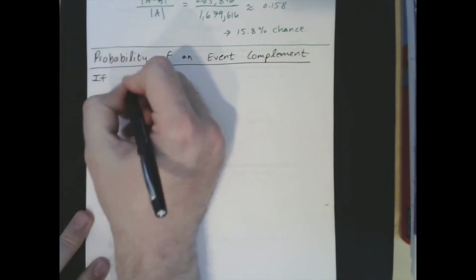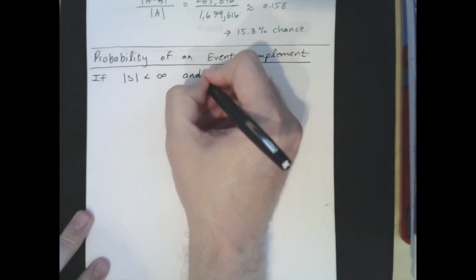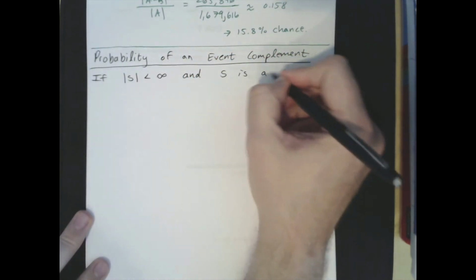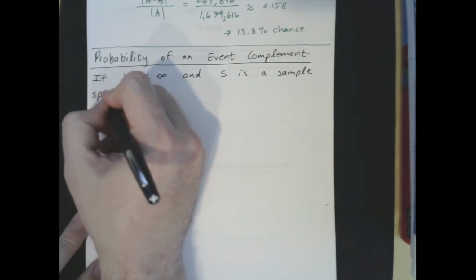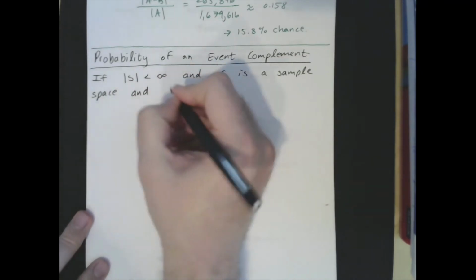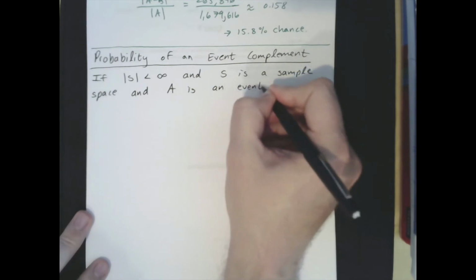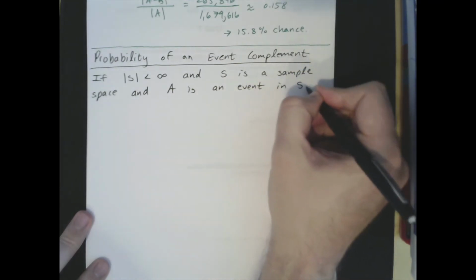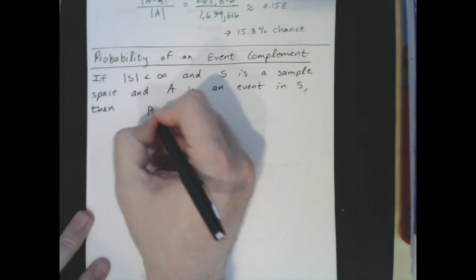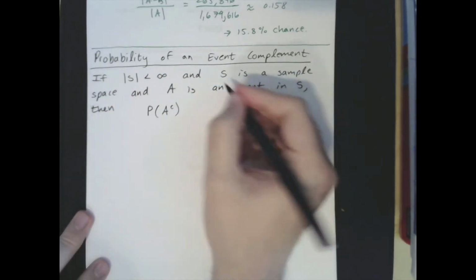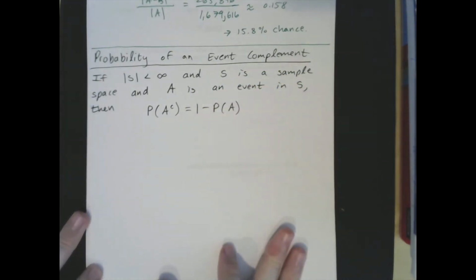So if the set S is finite and S is a sample space, and A is an event in S, then the probability that A complement occurs is 1 minus the probability that A occurs.